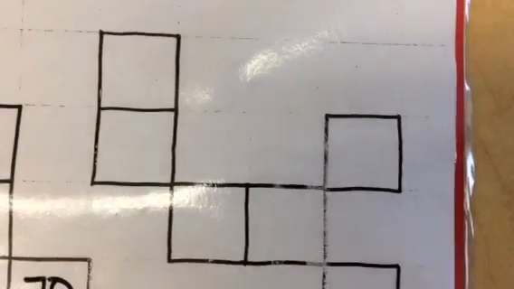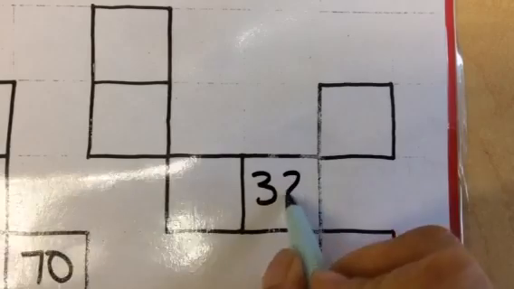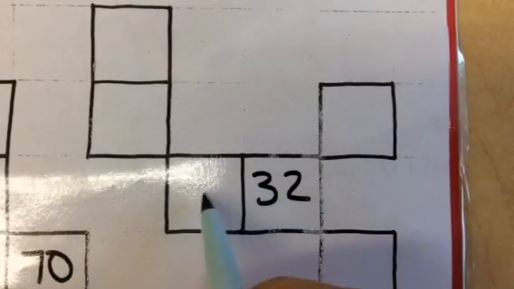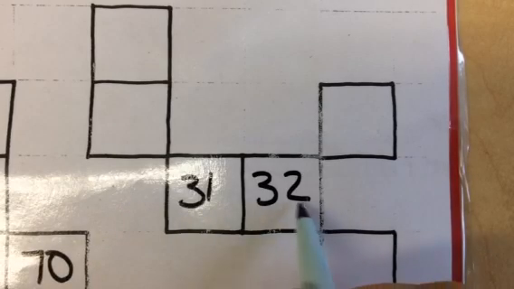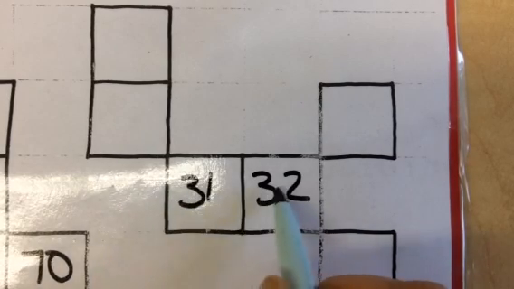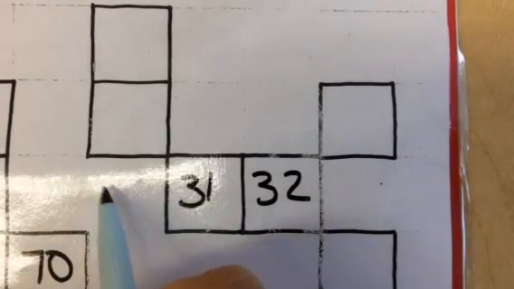Let me try another one. This one's a little bit more funky, right? So if I had 32 here, what would come before 32? Well, you know what comes before 32, 31, because I'm counting by ones, and the numbers are getting smaller because I'm going backwards. If I were going forward, they would get bigger. Forward is bigger.